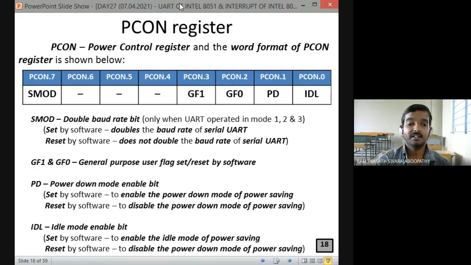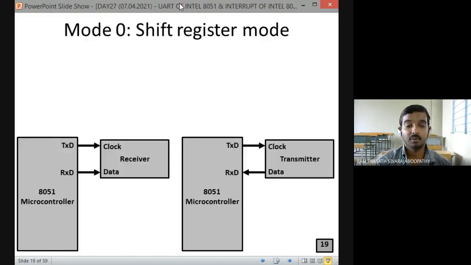So that's all about the SFRs associated with the serial UART of 8051. The SFRs related to the serial UART are SCON, SBUF, and PCON, of which only the MSB bit is used. Now, mode 0, shift register mode. What do you understand about it? What are you people understanding?